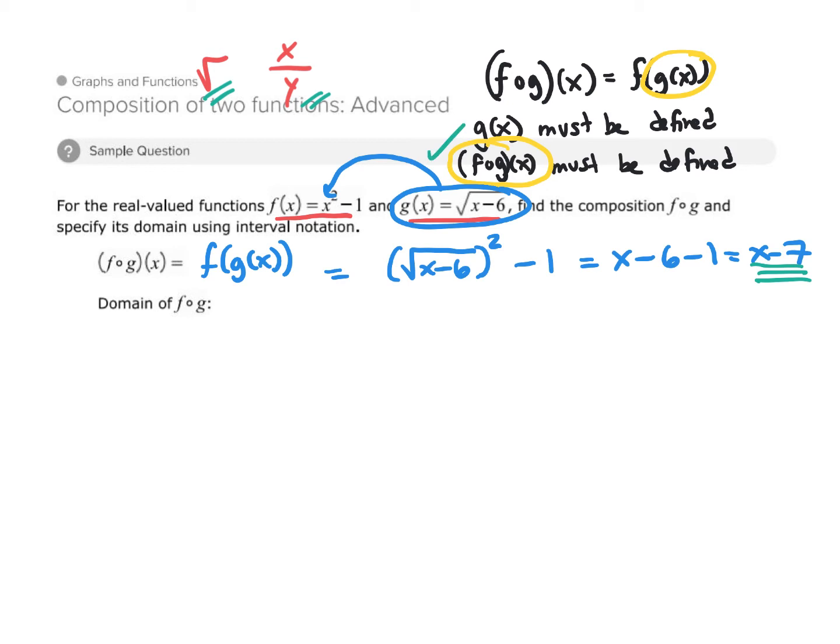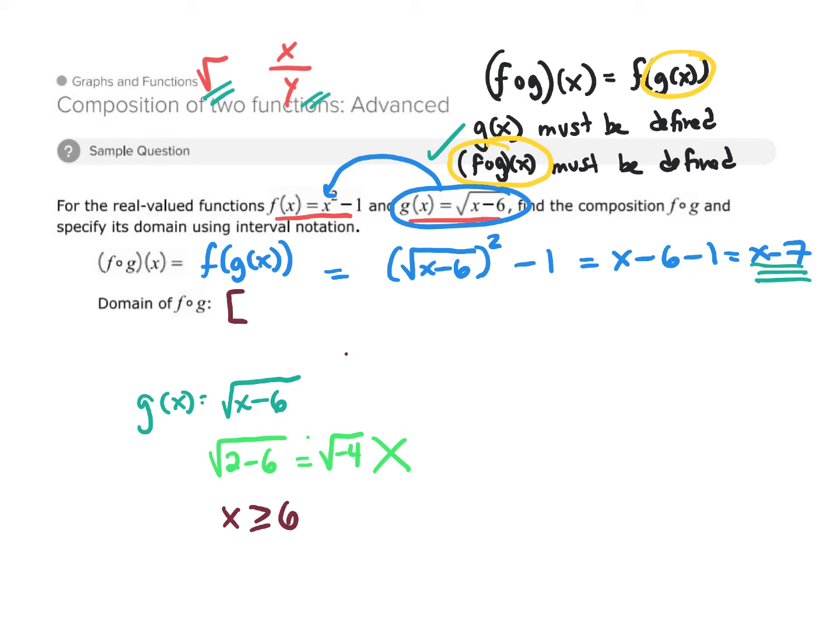But we also have to look at this g of x. Now g of x was the square root of x minus 6. If I put a value in here, let's just pick a random value, let's pick 2. If I put 2 in here, I get the square root of 2 minus 6, which is the square root of negative 4. That's no good. That's an imaginary number. That is not defined in the domain. So square roots have to be positive. The smallest number this could be would be 6. So this one has to be x bigger than or equal to 6. So we'd write that as 6 to infinity.